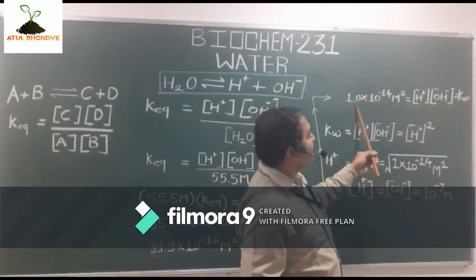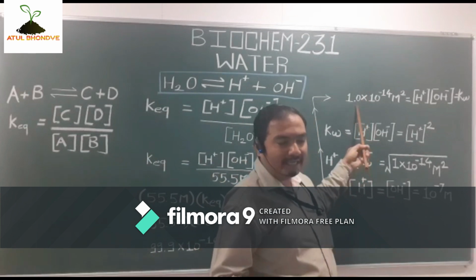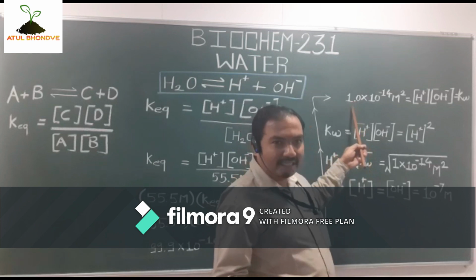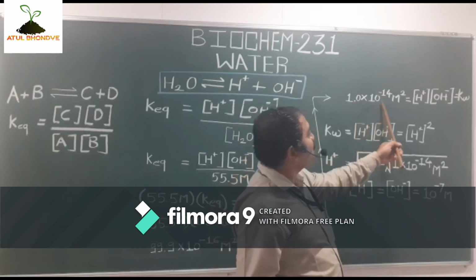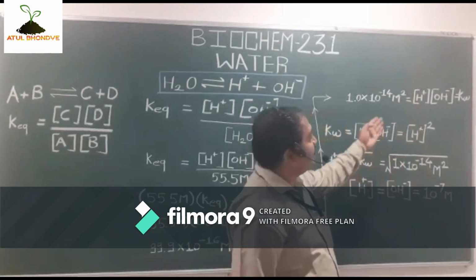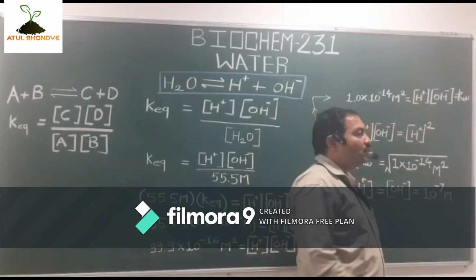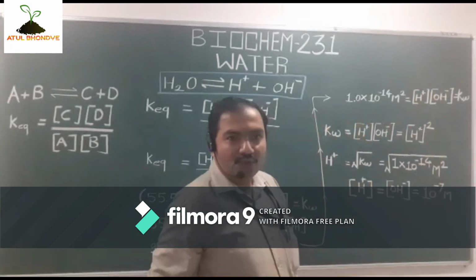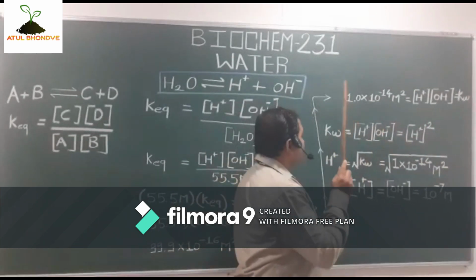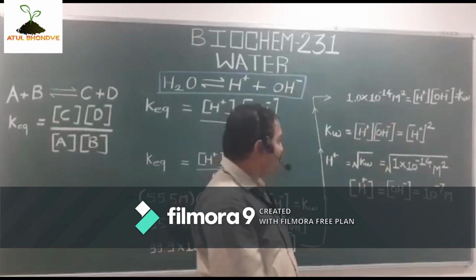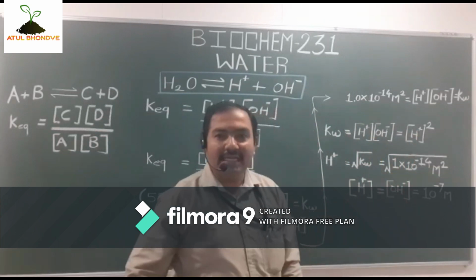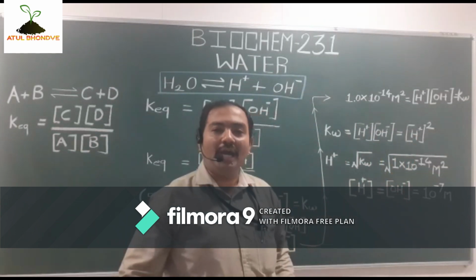So here 1.0, 99.9, so it is again carried forward to the higher decimal, 1.0 into 10 raised to minus 14 molar square, mole square, is equal to H plus into OH minus, which is equal to the ionization product of water. So here Kw is the ionization product, equal to H into OH, that is the concentration of hydrogen ion.